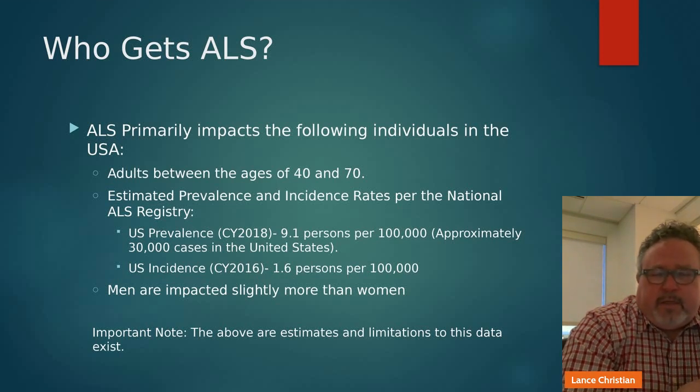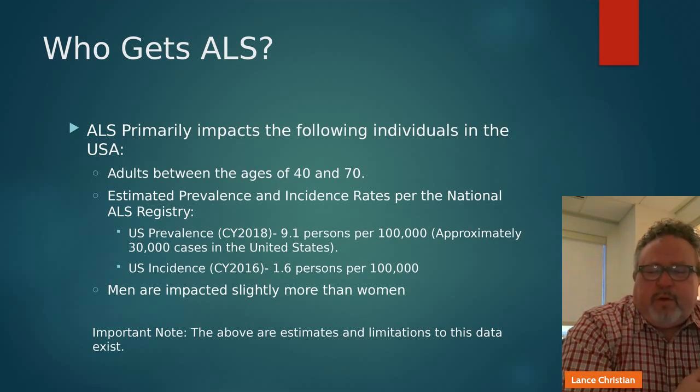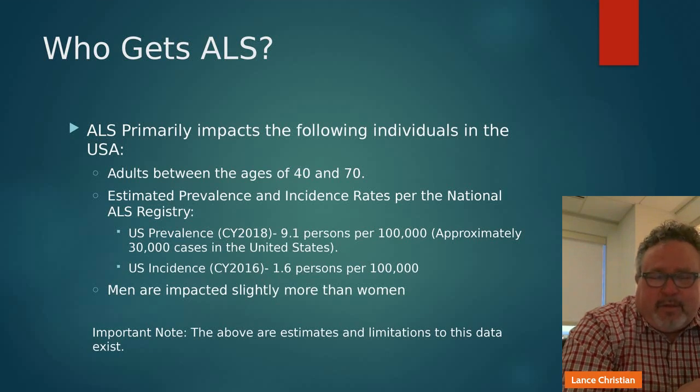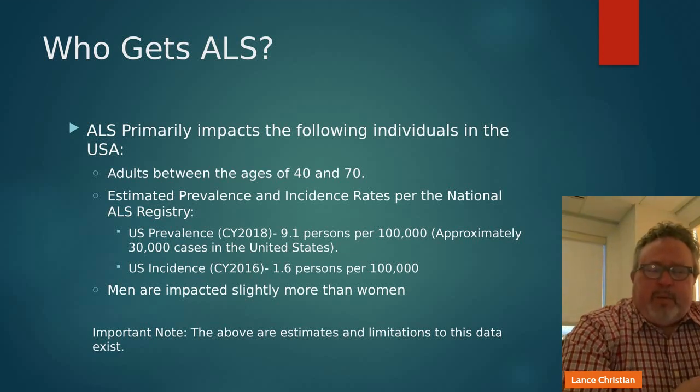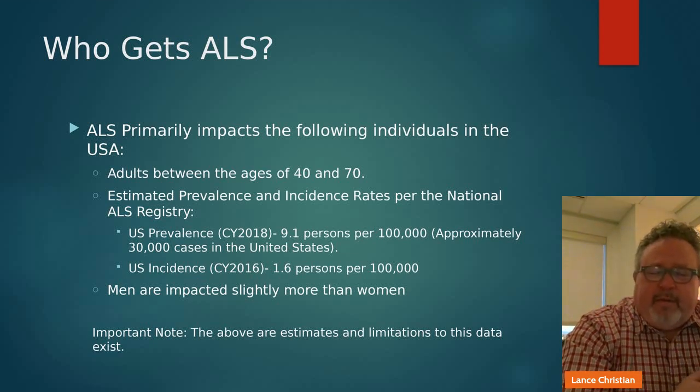There are very rare forms of what's considered juvenile ALS, where kids and even young teens get a form of ALS, but there's also people who are as old as 90 who get diagnosed. Roughly, according to the National ALS Registry, there's a prevalence of about 9.1 per 100,000, which means at any given time, there's probably around 30,000 people around the United States who have ALS.